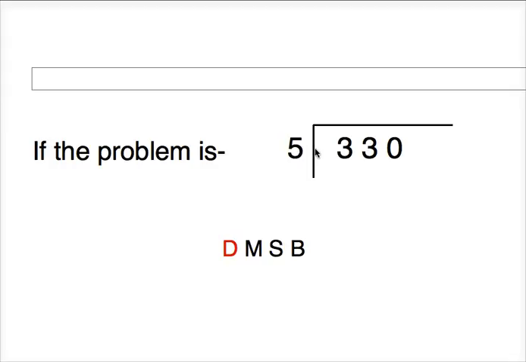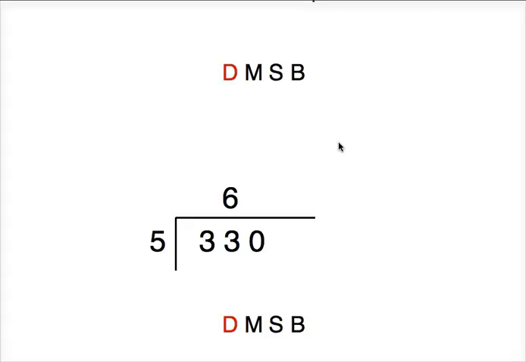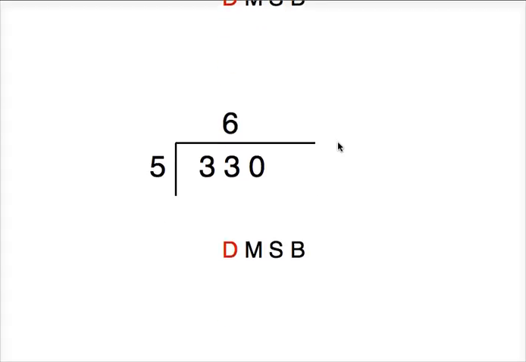So then we say, does 5 go into 33? Yeah, it definitely does. How many times can you use 5 to go into 33? Well, 5 times 5 is 25. I can get closer. 5 times 6 is 30. So 5 can go into 33 6 times. So that's the dividing portion.